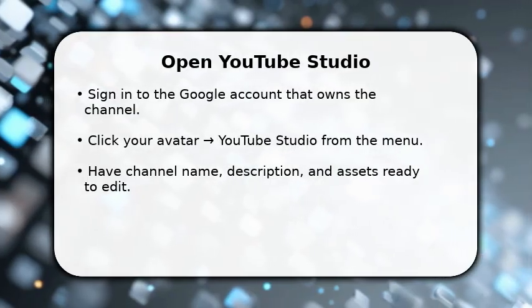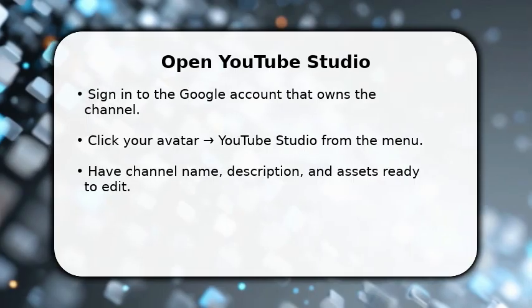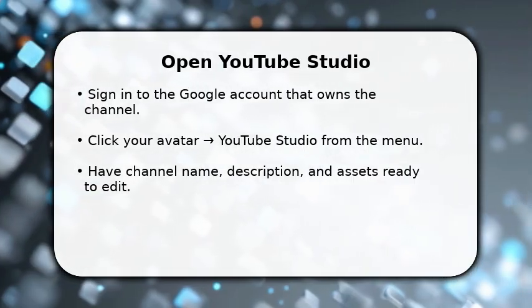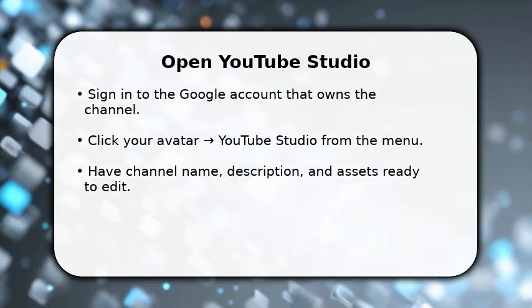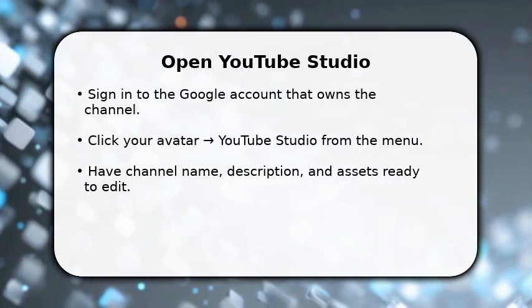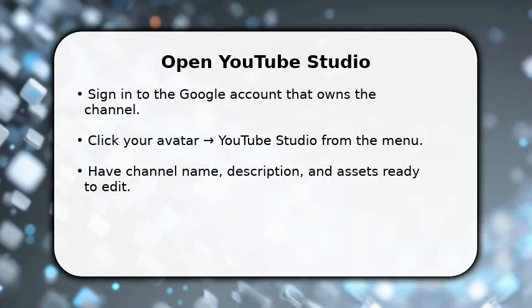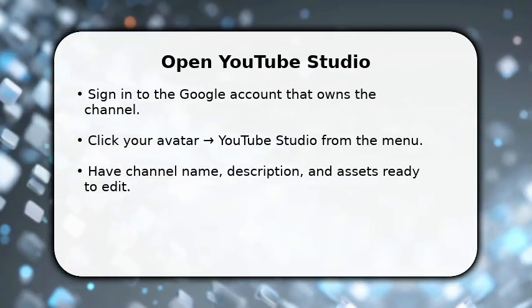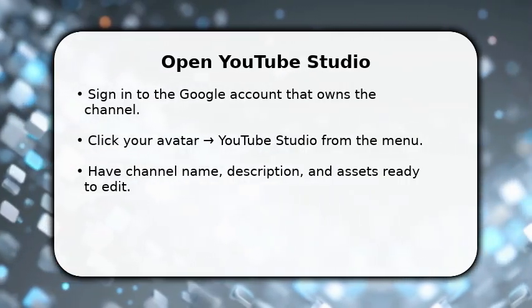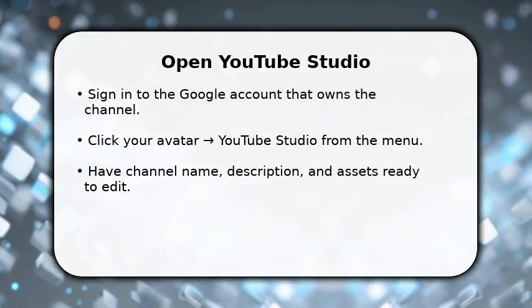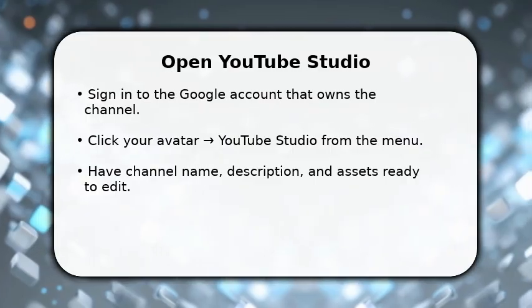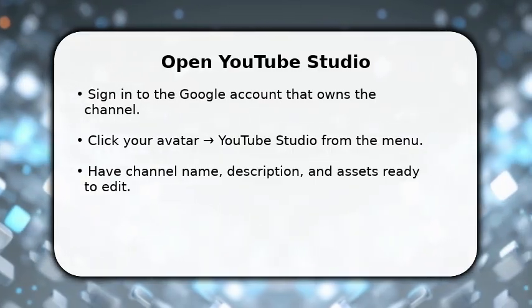You start by signing into the exact Google account that owns the channel. This ensures you have permissions. Once signed in, click your avatar in the top right and choose YouTube Studio to open the dashboard. Make sure the channel you want appears in the top left. If not, switch accounts. You need basic channel details ready: name, description, profile, and banner images, because you'll update those next. This saves time and prevents accidental edits to the wrong channel.